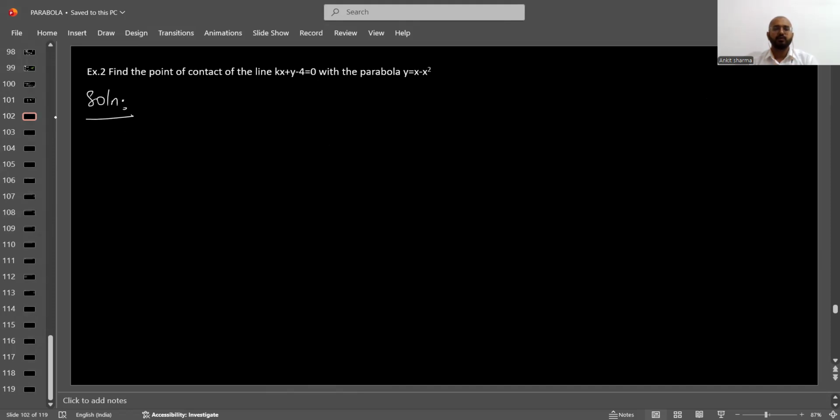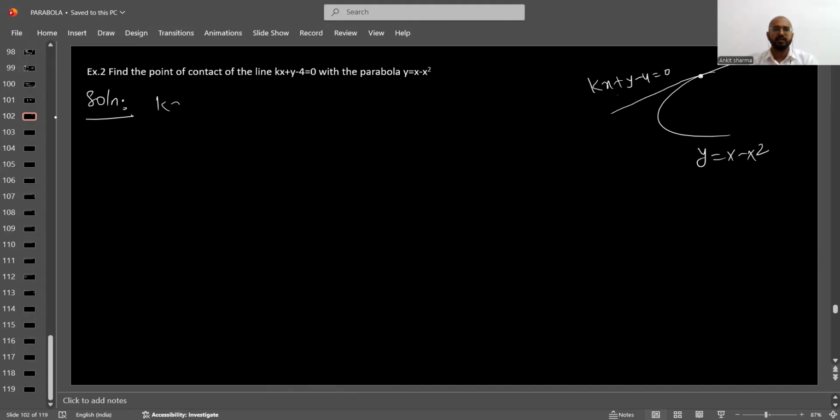So we have to find the point of contact of the line kx plus y minus 4 is equal to 0 with the parabola y is equal to x minus x square. So here I have a parabola and I have a line here. So we need to find out the point of contact. That means if I consider this line kx plus y minus 4 is equal to 0 and I have y is equal to x minus x square. If I solve this line and this parabola together for a common root, then I get my value of k, because this is going to be tangent for a 2-degree conic. So I can solve them for an equal solution.